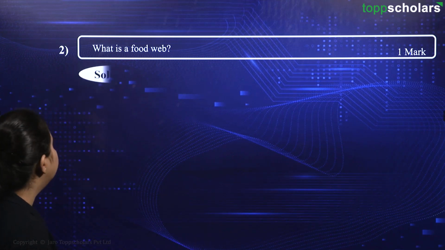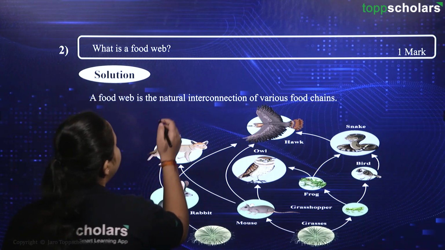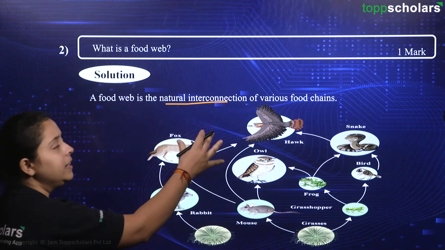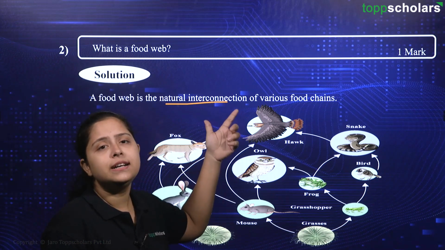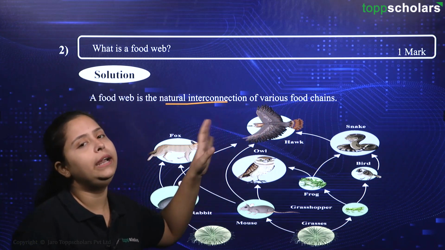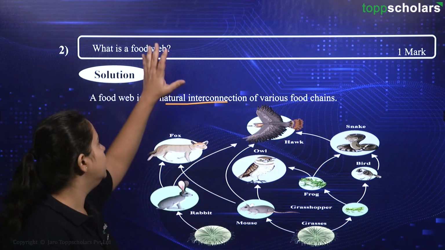Let us understand over here. The solution part says that a food web is a natural interconnection of various food chains. Okay, very simple. You are just considering various food chains and how they are interconnected. That will give you the food web.